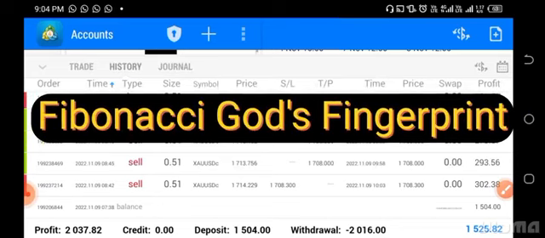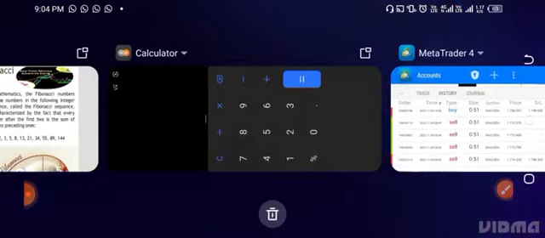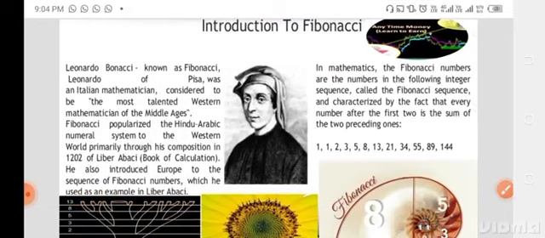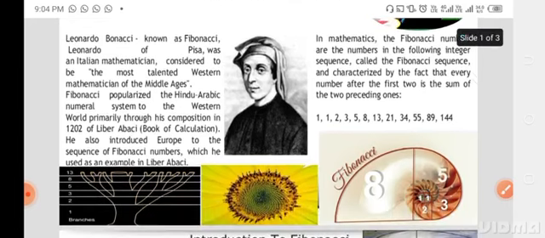What does it mean? Fibonacci, Leonardo Bonacci, known as Leonardo of Pisa, was an Italian mathematician considered to be the most talented Western mathematician of the Middle Ages. Fibonacci popularized the Hindu-Arabic numeral system to the Western world, primarily through his composition in 1202, Liber Abaci, the Book of Calculation. He also introduced Europe to the sequence of Fibonacci numbers, which he used as an example in Liber Abaci.